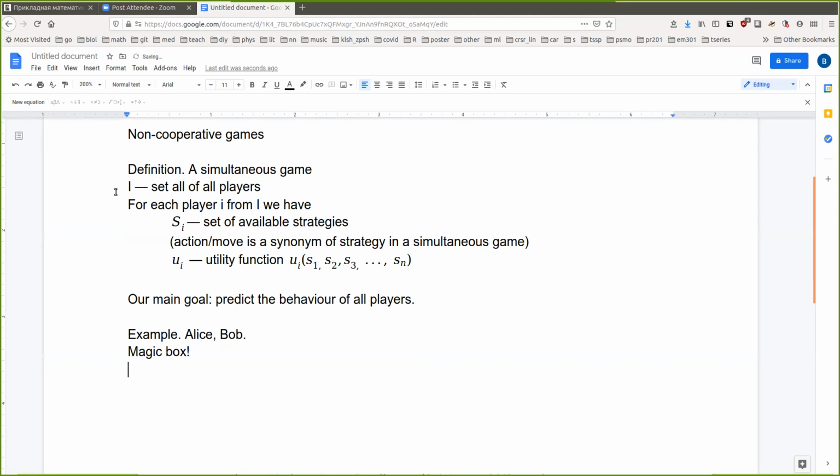They have found a magic box. They should simultaneously put in this magic box any amount of money they wish. So Alice and Bob simultaneously put any amount of money in the box.